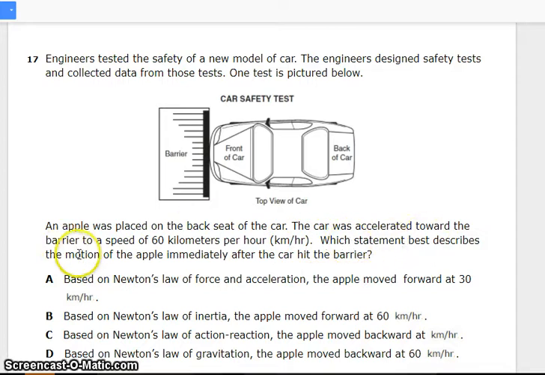Which statement best describes the motion of the apple immediately after the car hit the barrier? A. Based on Newton's law of force and acceleration, the apple moved forward at 30 kilometers per hour. B. Based on Newton's law of inertia, the apple moved forward at 60 kilometers per hour. C. Based on Newton's law of action-reaction, the apple moved backwards at blank kilometers per hour. Might have to look at your paper to see, it doesn't look like it shows up. Or D. Based on Newton's law of gravitation, the apple moved backwards at 60 kilometers per hour.